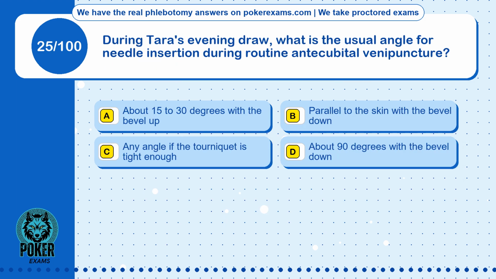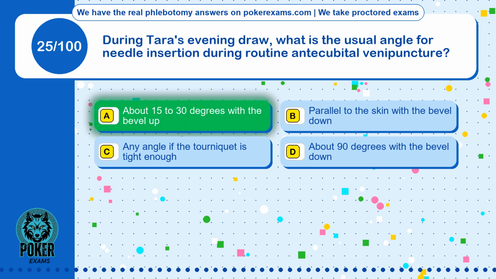Question 25. During Tara's evening draw, what is the usual angle for needle insertion during routine antecubital venipuncture? Option A. About 15 to 30 degrees with the bevel up. Option B, parallel to the skin with the bevel down. Option C. Any angle if the tourniquet is tight enough. Option D. About 90 degrees with the bevel down.